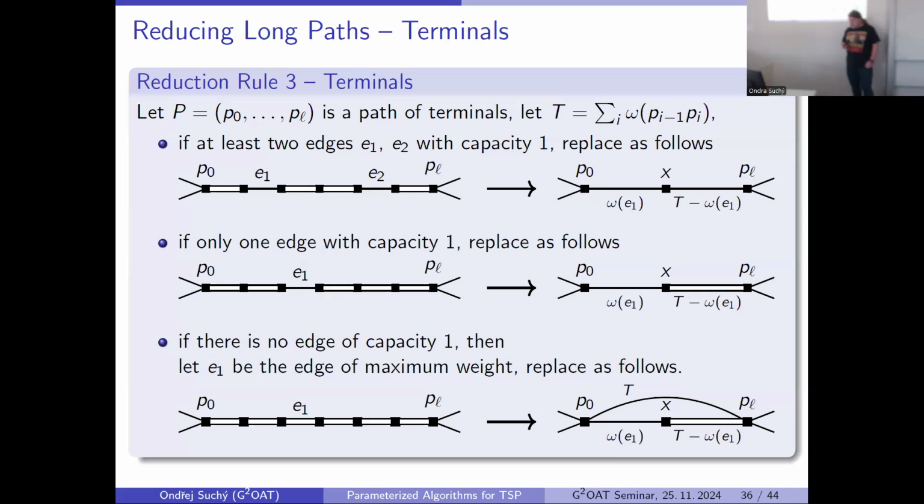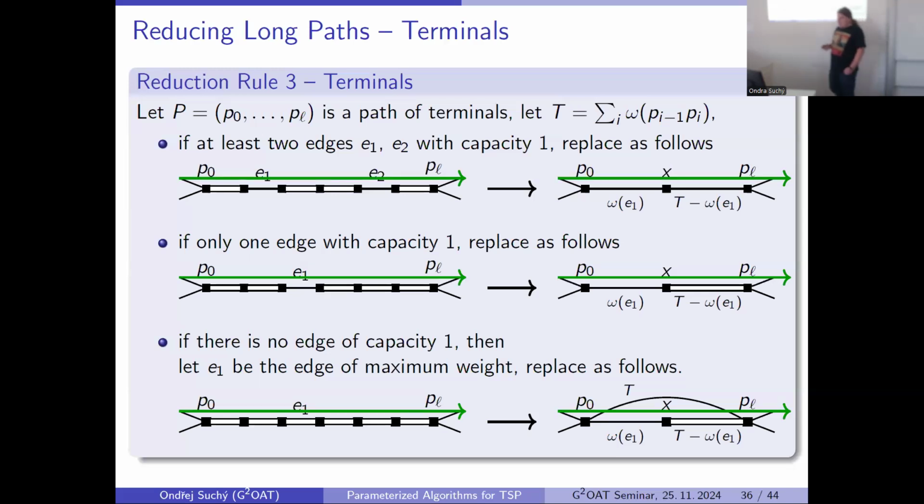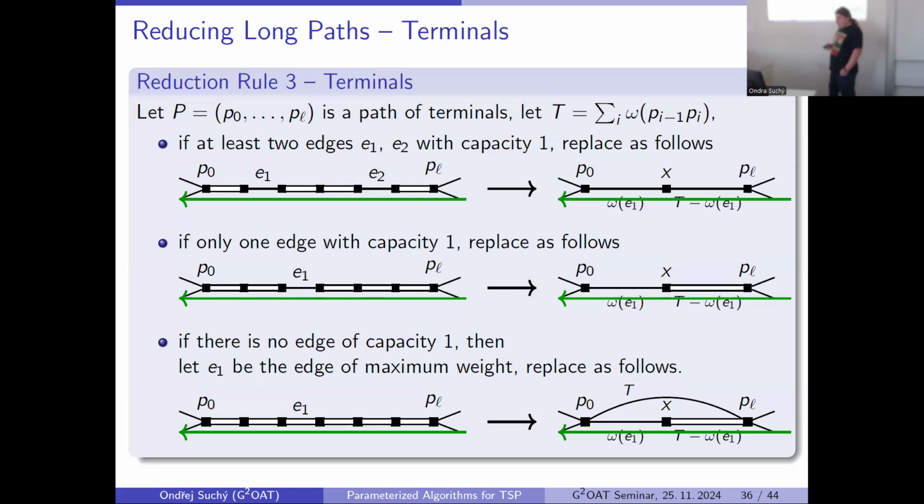And the reason to do it like this is if you sweep the path from left to right, then you can represent it here in a similar manner, and it will cost you exactly the same thing. If you go the other way around, it's the same story. You can also do it on the new gadget.